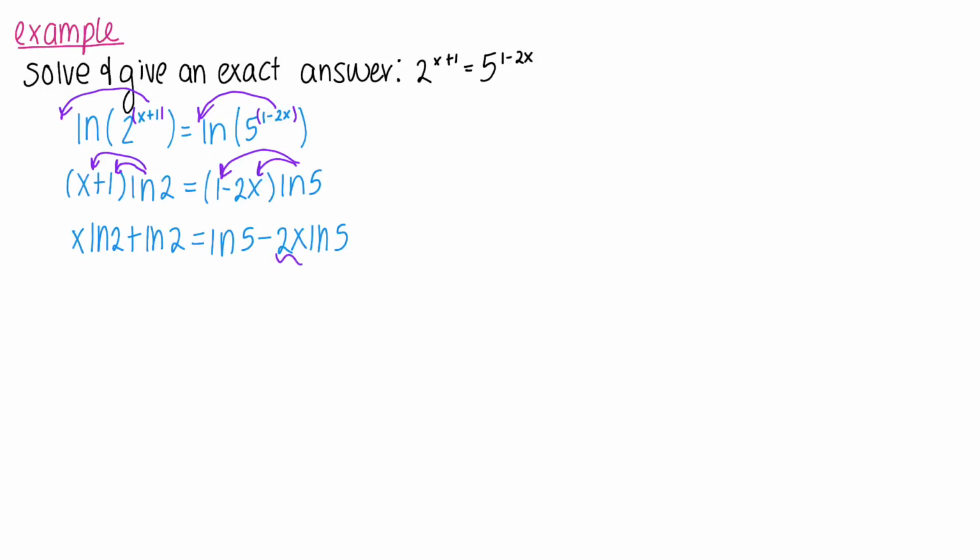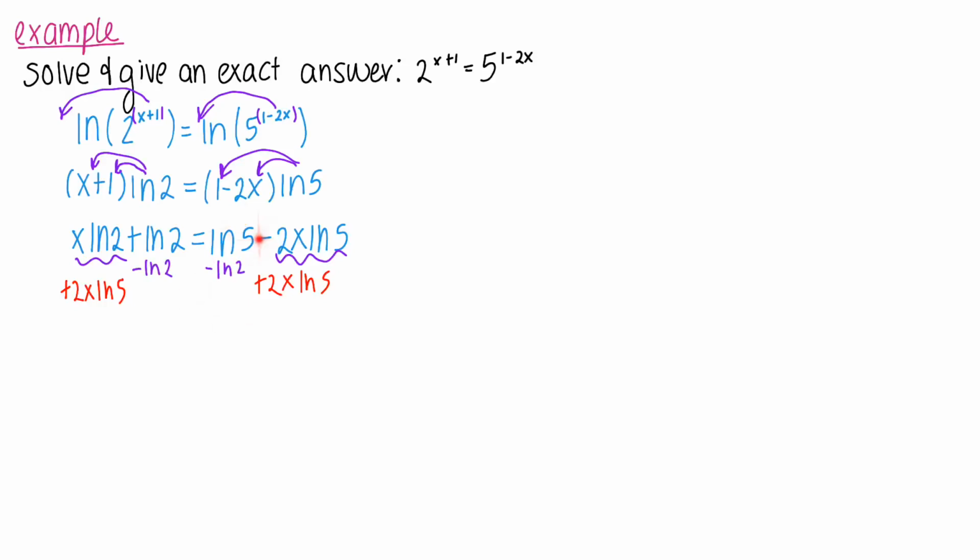I'm going to take all the terms with x in them, which are these two, and put them on the left-hand side, and then anything that doesn't have an x in it, so this guy and this guy, will go on the right. So he stays, he moves. He stays, he moves. So adding 2x ln 5, and then subtracting this ln 2.